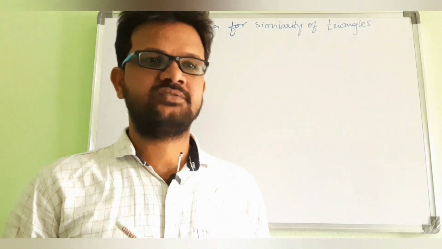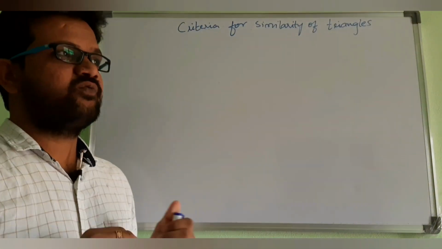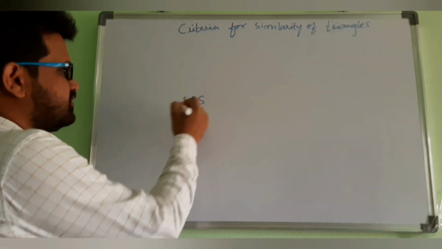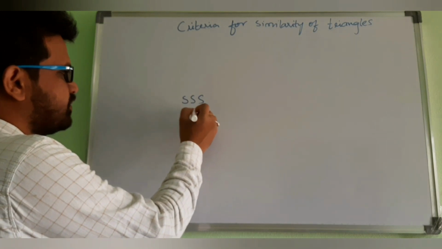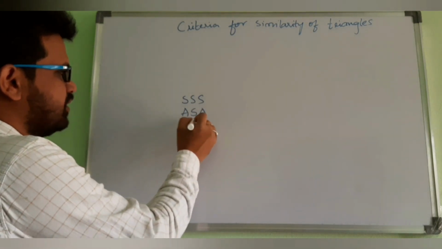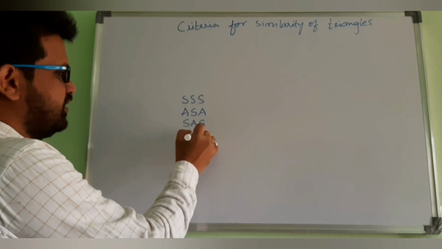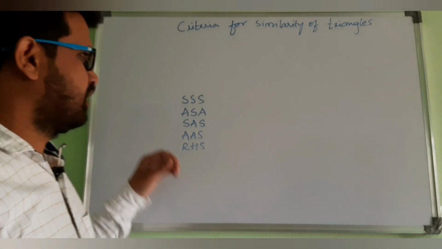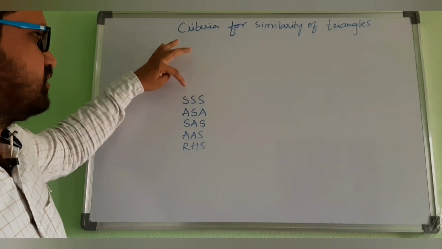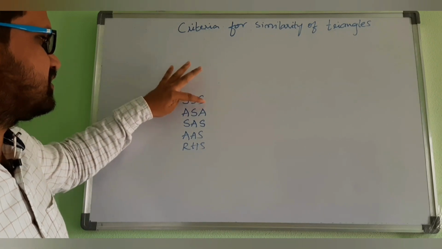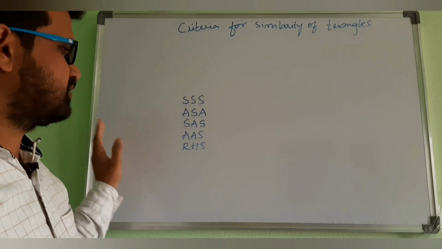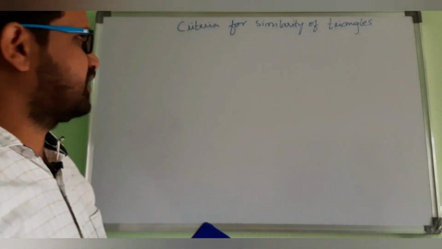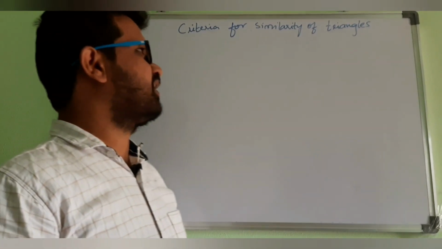In previous classes you have studied different criteria for congruency, for example SSS, ASA, SAS, AAS and RHS. We have studied these criteria of congruency in previous classes. In this chapter, in 10th class, we study different criteria for similarity.